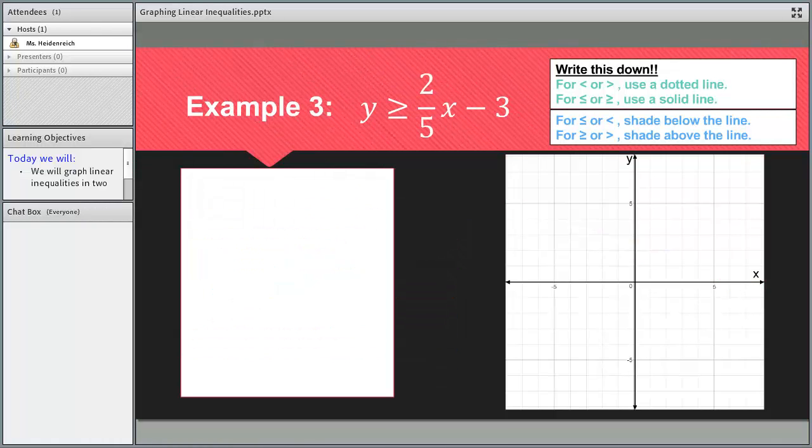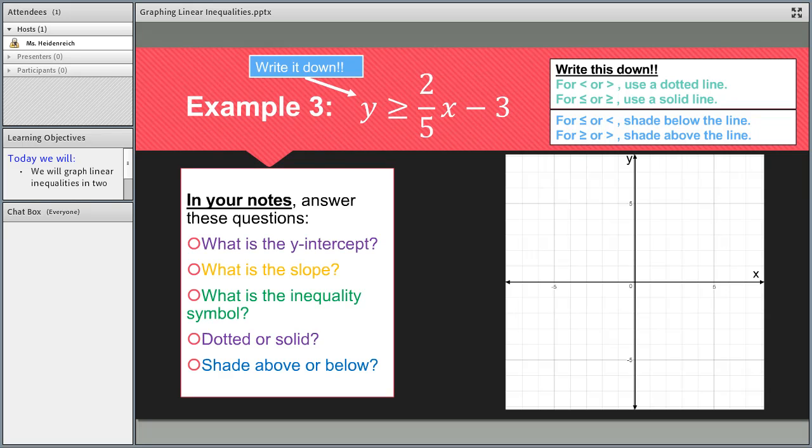So we're ready for example 3. Here we go. You know the drill. We're going to write down the inequality, and then we're going to answer all these questions. So I want you to take a moment and pause the recording here and answer these questions for yourself and figure out how you would graph this. And then you're going to be able to check your answer in just a minute.